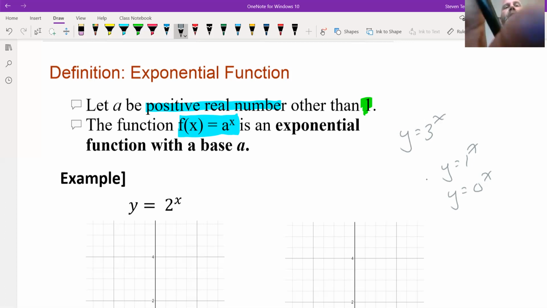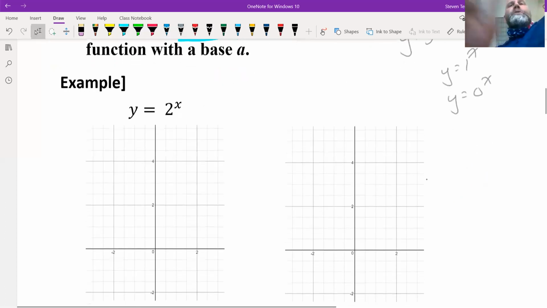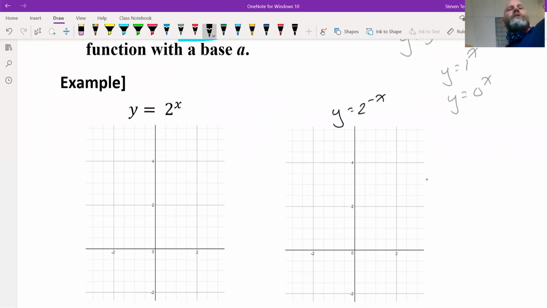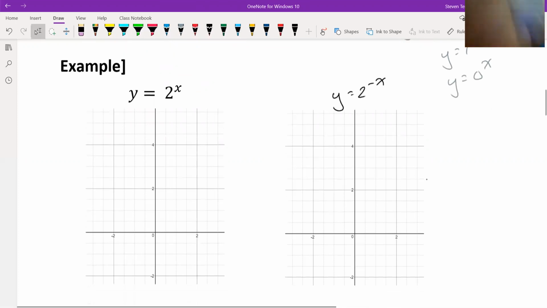So here I have 2 examples, and I must have deleted one by accident. The second one was supposed to be this, 2 to the negative x. Okay, so the first one is 2 to the x, and let's go ahead and graph this. If I put a 0 in there, 2 to the 0 is 1. Anything to the 0 power is 1. If I plug a 1 in, I get 2. If I plug a 2 in, I get 4.